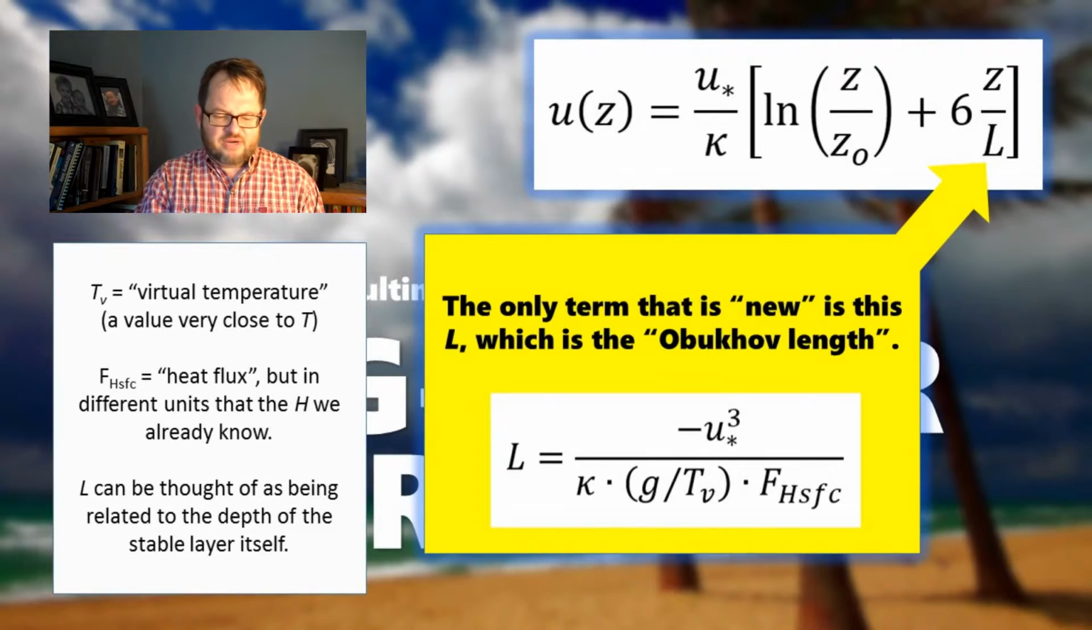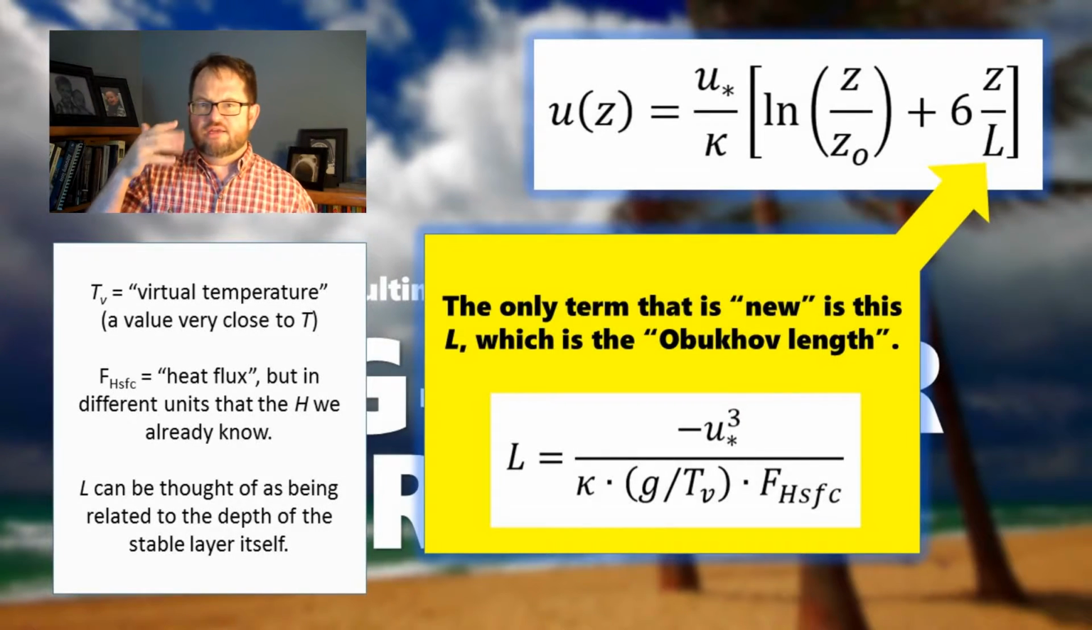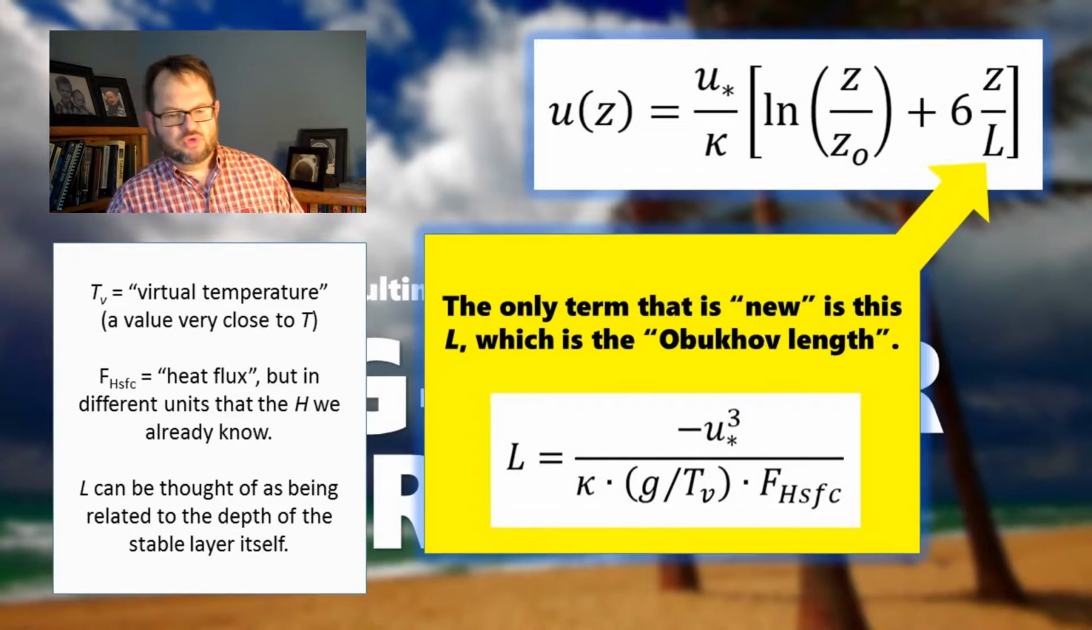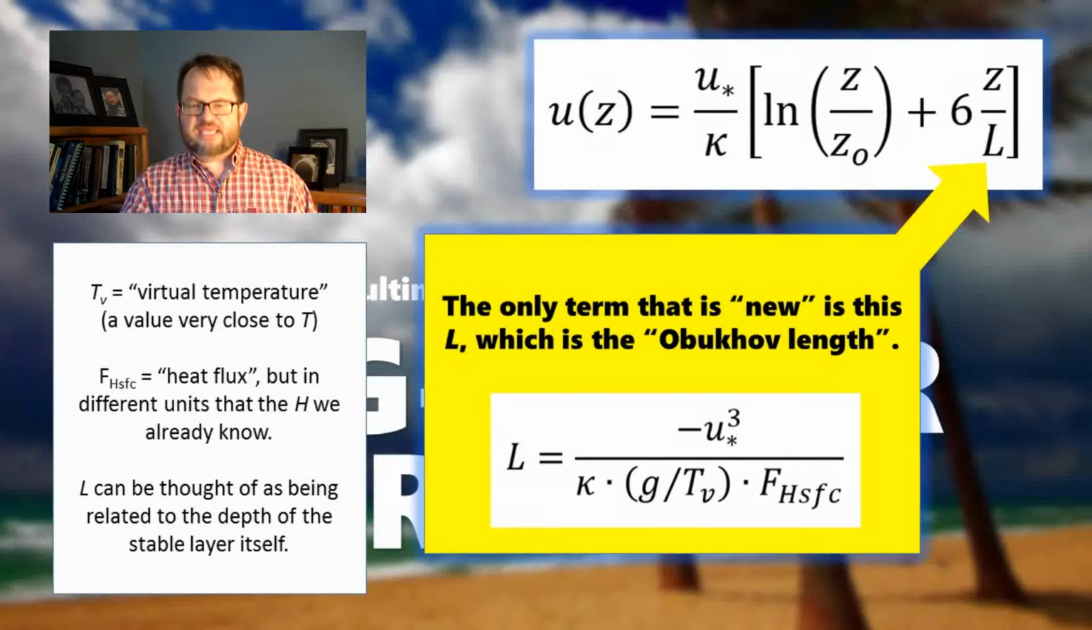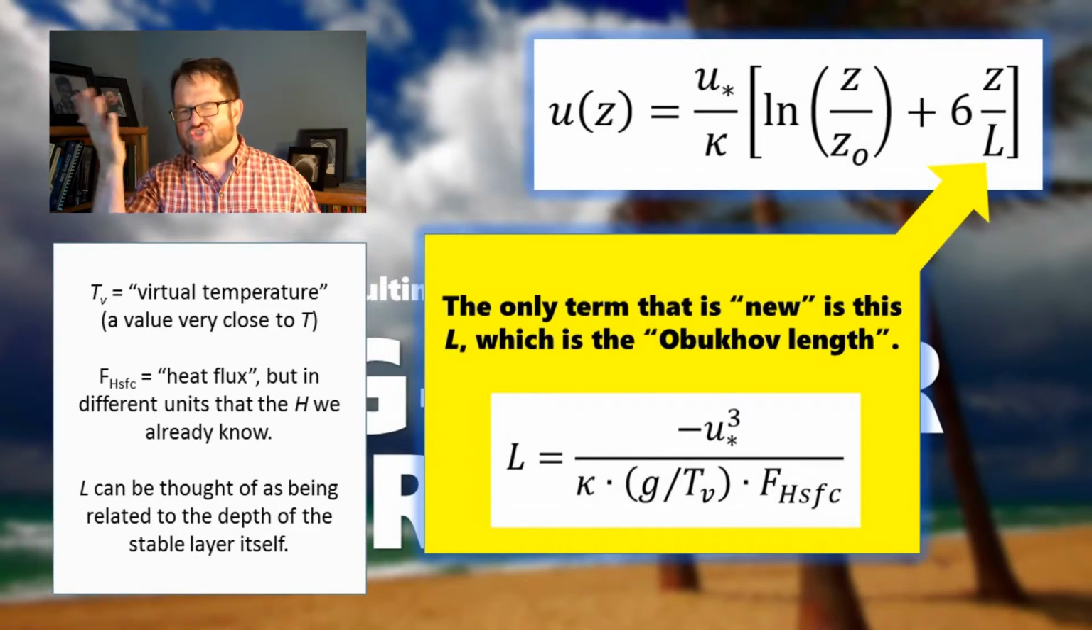The only thing that's weird in here is that FHSFC, this weird way that Stoll works with a heat flux, but it's the same sort of idea of heat flux. It's positive when the ground is warm and the atmosphere is cold. It's negative when the atmosphere is warm and the ground is cold. It just has different units. It's called kinematic units. Well, okay, we can think this through anyway. We can kind of think about what this means.